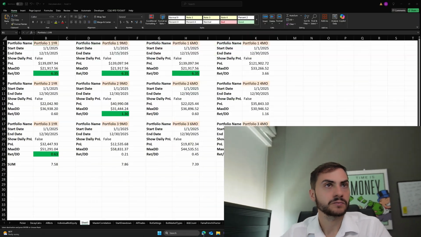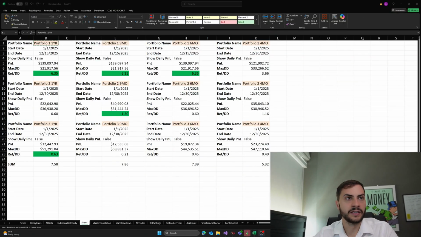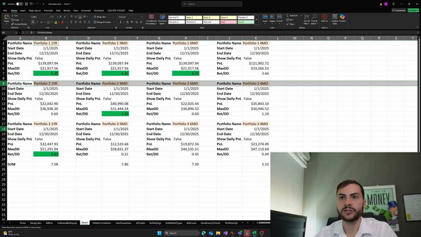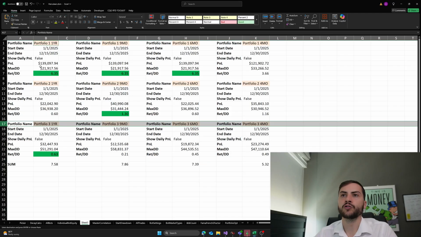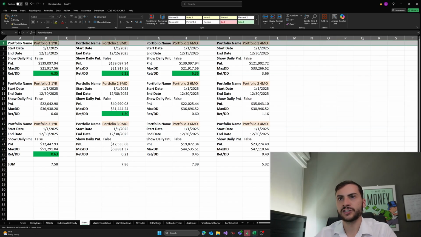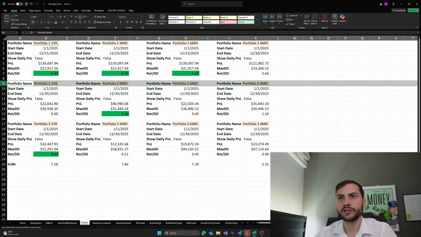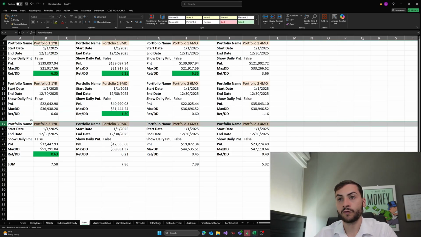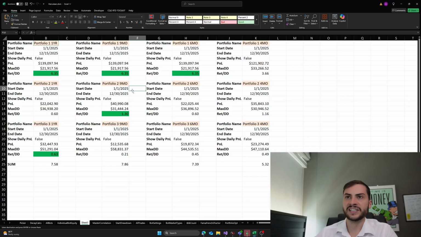So what I did is I built sort of a matrix here with three portfolios. We have portfolio 1, 2, and 3. Each portfolio has a variety of different trading systems trading different markets. Portfolio 1 is more intraday systems. Portfolio 2 focuses on stock indices, and portfolio 3 is a fully diversified portfolio. So we have a mix and match of different portfolios.